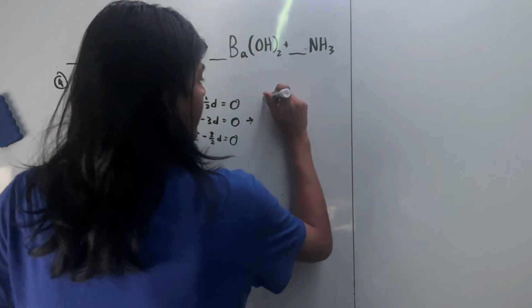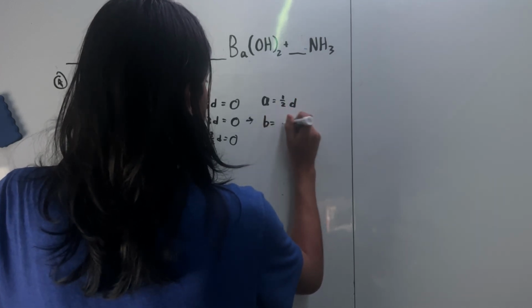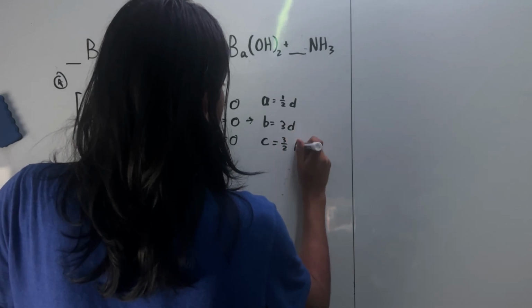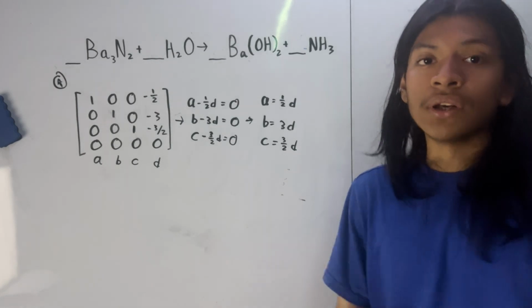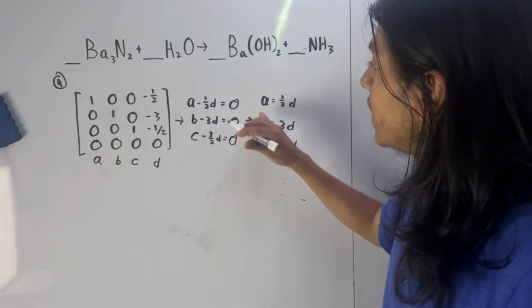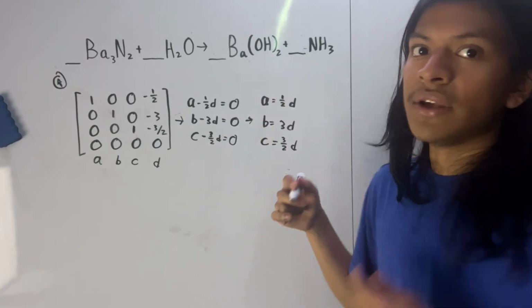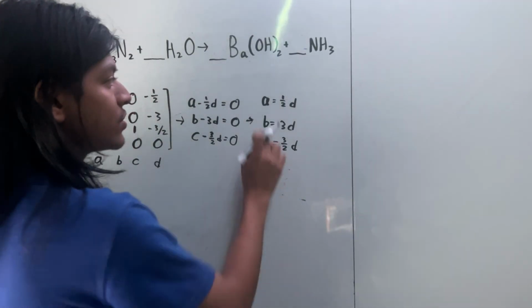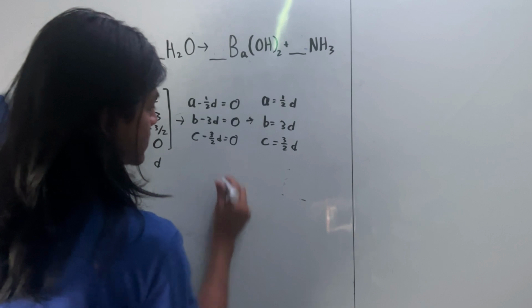When we do that, we get A is equal to 1/2 D. We get B is equal to 3D. And we get C is equal to 3/2 D. Now, at this point, we want to choose a value for D in a way so that A, B, and C are whole numbers, because none of these can be fractions. So we want to make sure we choose a suitable value for D, so that none of these become fractions.